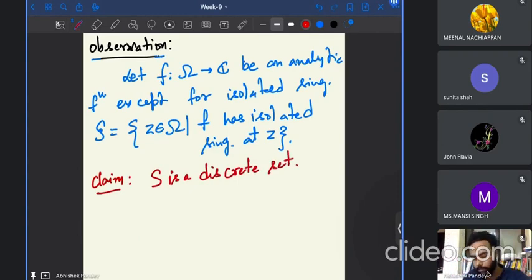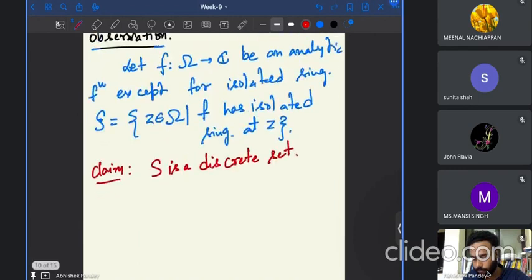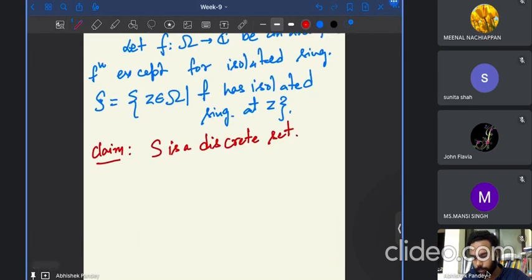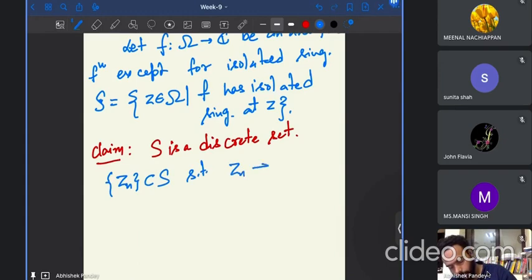It means that if you take a sequence of points in S which converges to some point z naught, then z naught cannot belong to S. Okay, this is quite simple because if you take a sequence z_n, a subset of S, such that z_n converges to z naught, then z naught cannot be an isolated singularity, isn't it?